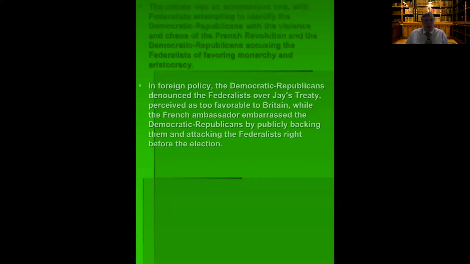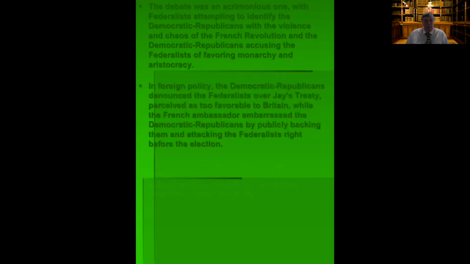The debate was very acrimonious, with Federalists trying to identify the Democratic Republicans with the violence and chaos of the French Revolution, and the Democratic Republicans accusing the Federalists of wanting monarchy and aristocracy. In foreign policy, the Democratic Republicans denounced the Federalists over the Jay Treaty, perceiving it as too favorable to Britain, while the French ambassador embarrassed the Democratic Republicans by publicly backing them and attacking the Federalists right before the election.